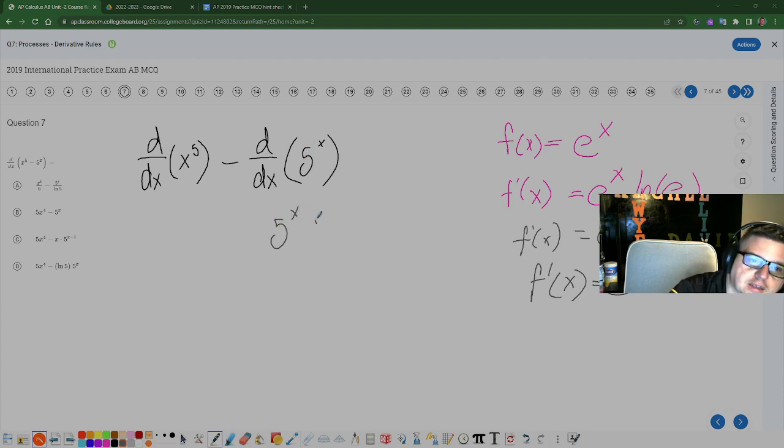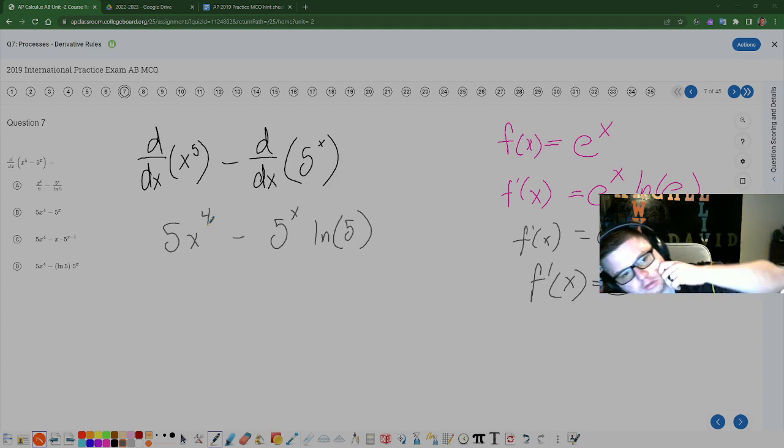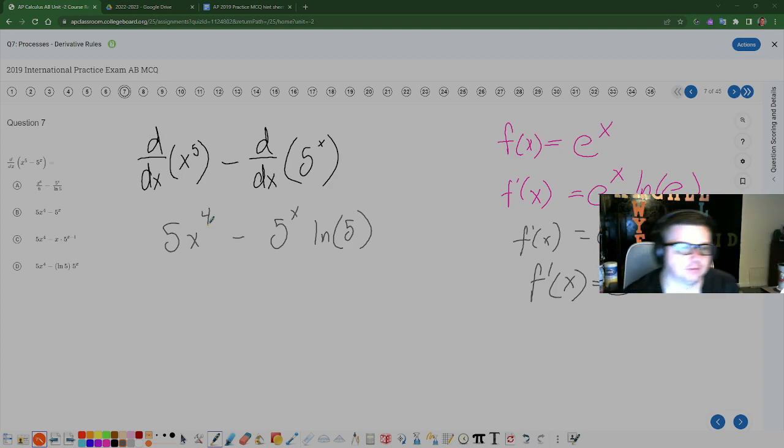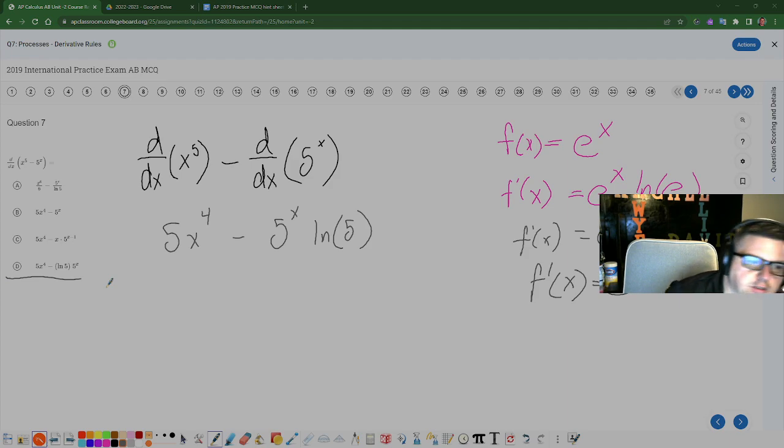It's 5 to the x times ln of my base number, which is 5. And then the subtraction just gets brought down. And then this is just a normal power rule. And that should be our final answer. Which, boom, is there. Done deal. Just like we like it.